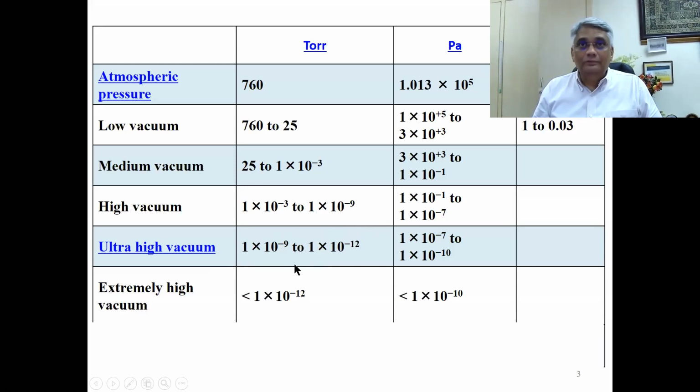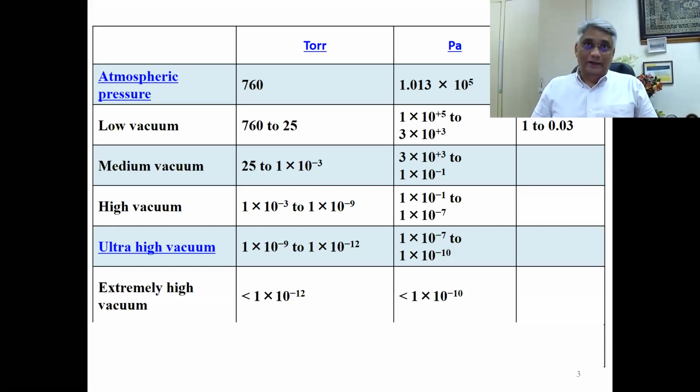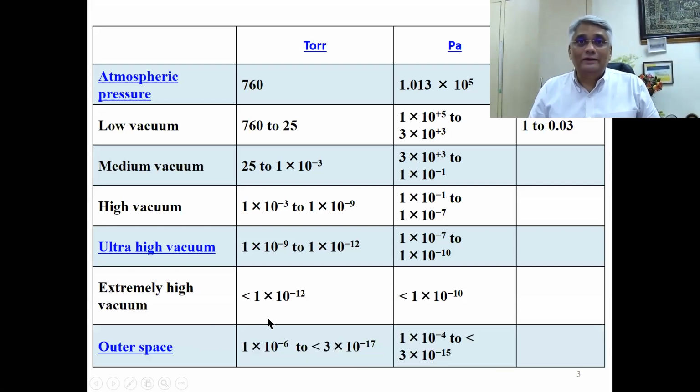And then you have extreme ultra high vacuums, where you go down below 10 raised to -12 torr. It's much more challenging. But very interestingly, as you leave Earth's atmosphere and go to higher altitudes, outer space has vacuum ranging from 10 raised to minus 6 to 10 raised to minus 17 torr. Can you imagine this? This is just amazing.